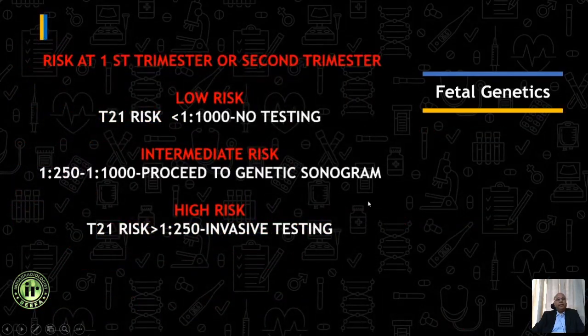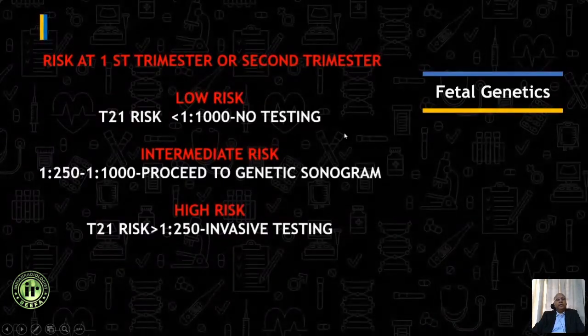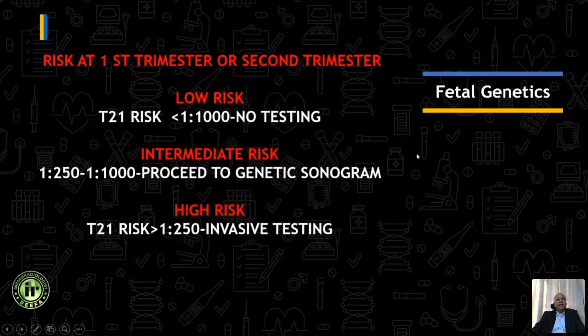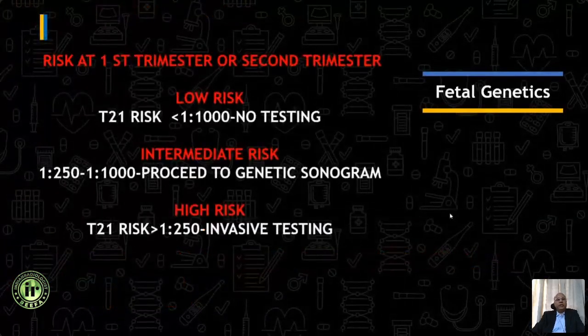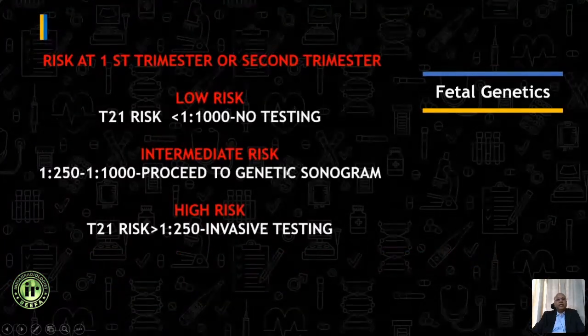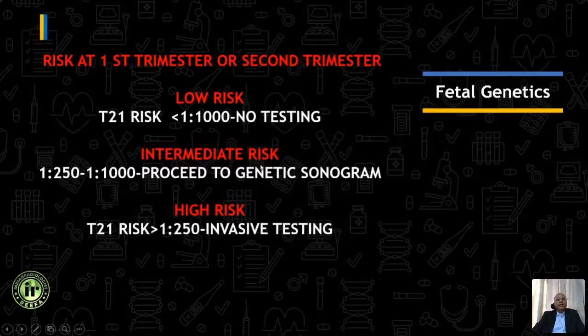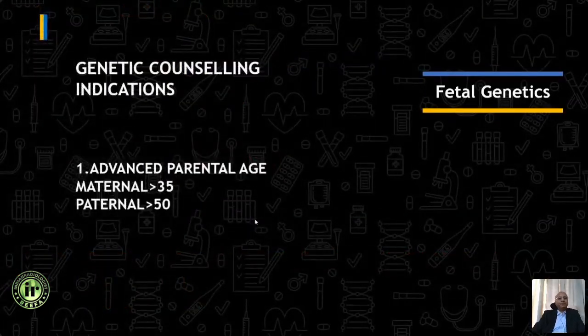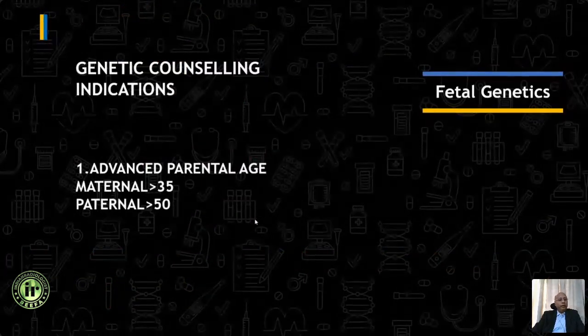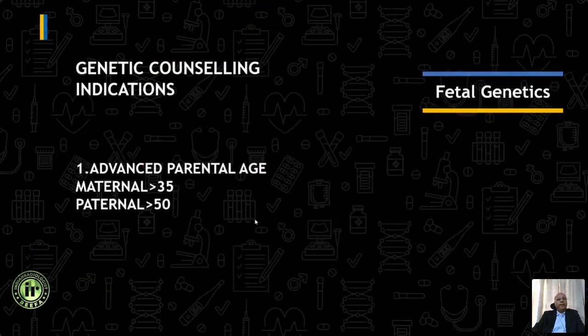Finally, the same method after arriving at the second trimester risk by using a single number when it's an isolated finding, or by using a combination of numbers, we can arrive at a new risk. And according to the risk, we stratify the patient to low risk, intermediate risk, and high risk, and then proceed with counseling. Now we will quickly look at genetic counseling.